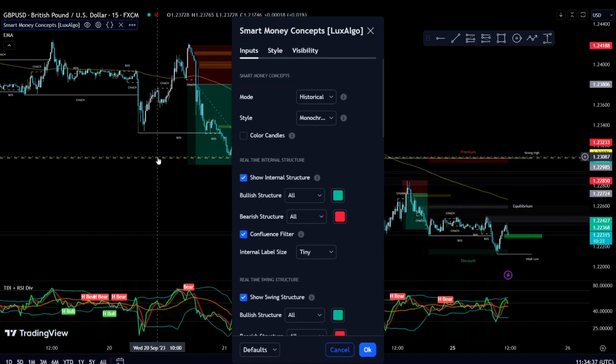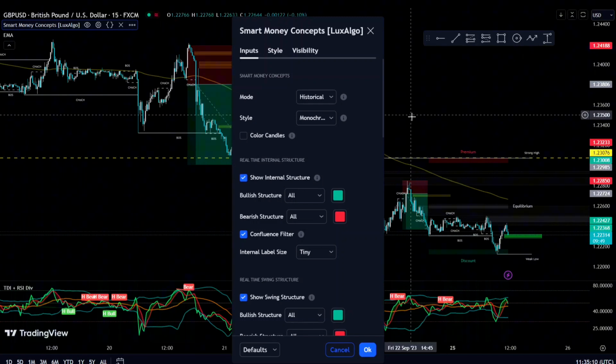The purpose of this Smart Money Concept is to mark the support and resistance zones of the market, and I also use it for the premium and discount zones. Most of the time when the market is at the premium side, that means the market is ready to reverse back. And when the market is at discount, that means the market is planning to go up. So that's one of the things I use the Smart Money Concept for.